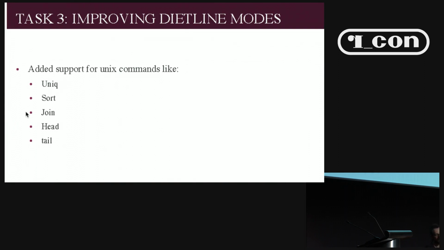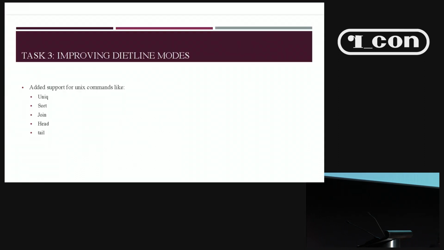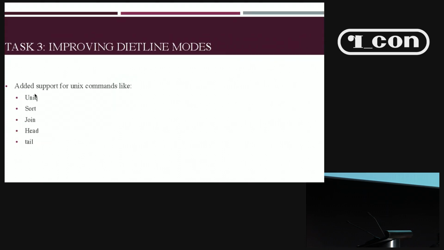So in task 3, again, this task could be separated into several different parts. The idea was to make the Radare 2 shell similar to the actual Unix shell. So I had to add a few of the commands that were not already present in Radare 2. Most of these commands work similar to Unix, but some of them were modified. The syntax was modified in order to make it work over here.